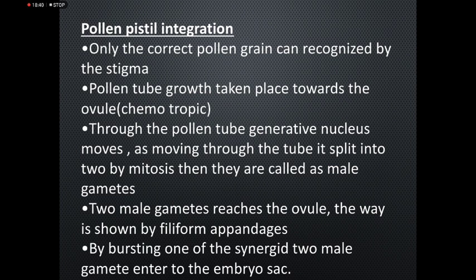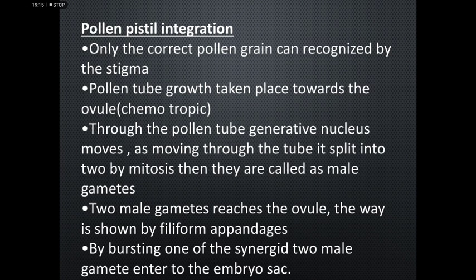Through the pollen tube the generative nucleus moves. As it moves through the tube, it splits into two by mitosis. Then they are called male gametes, which will be discussed in later slides. Then the two male gametes reach the ovule. The way is shown by the filiform apparatus or appendages.